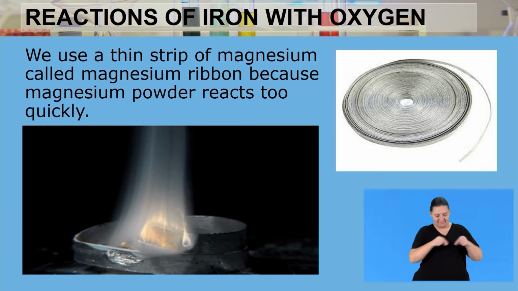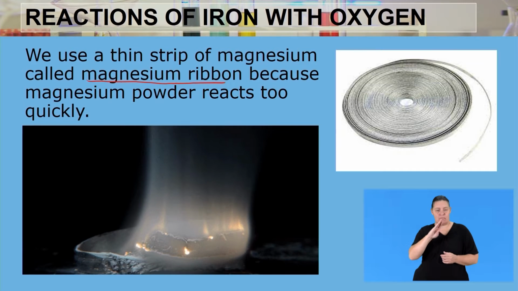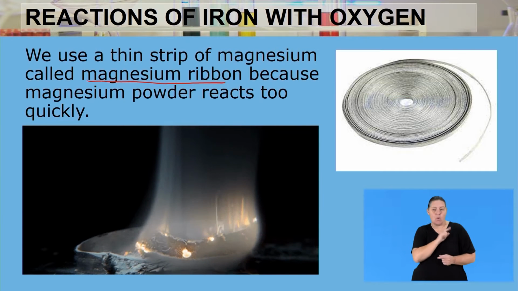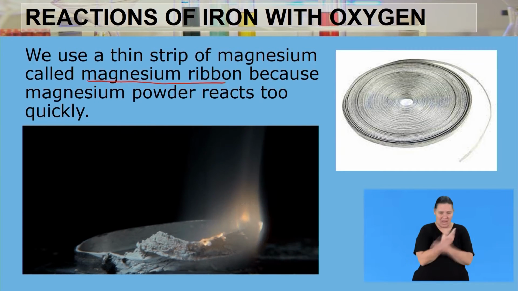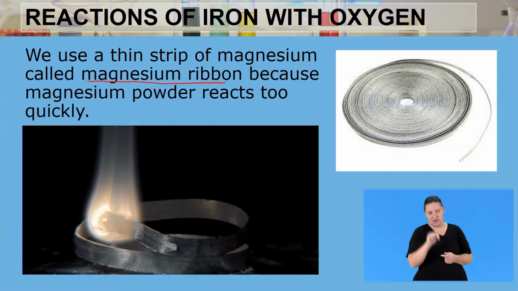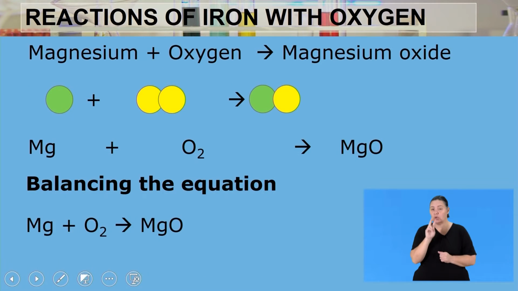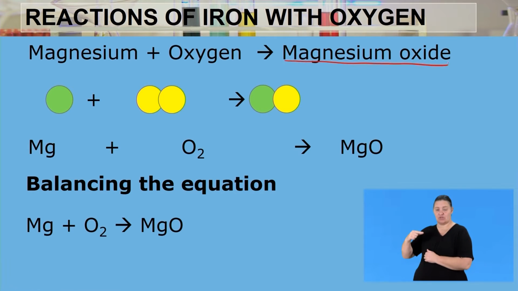So, we are going to use a thin strip of magnesium, which is called the magnesium ribbon. Why are we using that? Because magnesium powder burns extremely quickly, so we will not be able to see the color change. We're not going to be able to see everything that we need to see. So when the magnesium and the oxygen are reacting, remember we said they are going to form magnesium oxide.